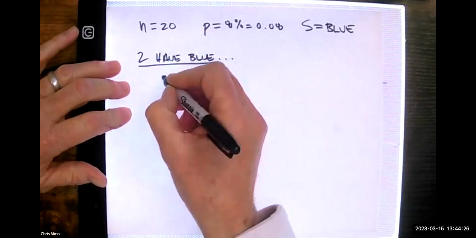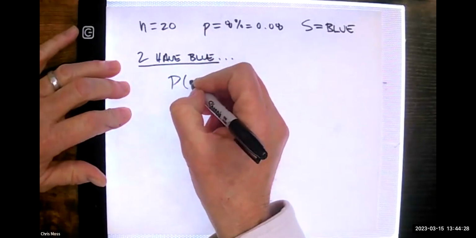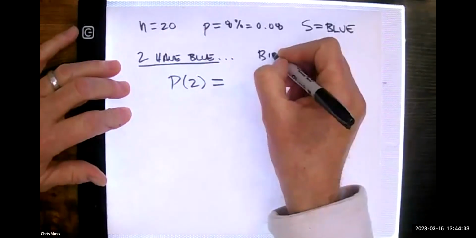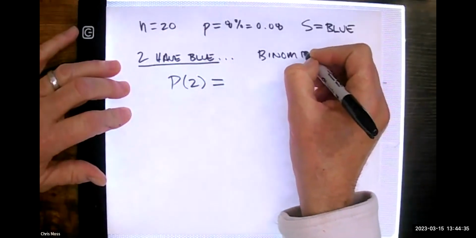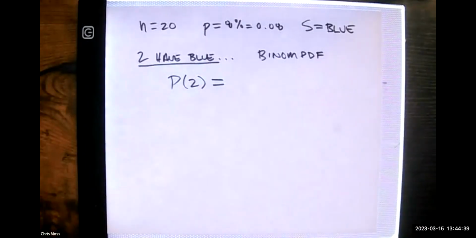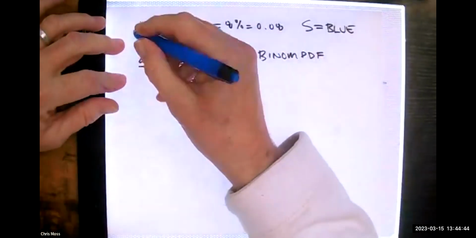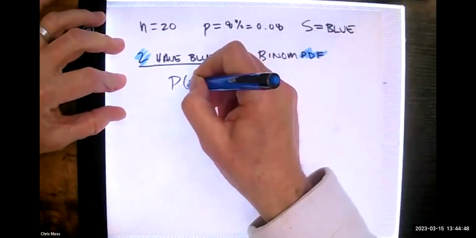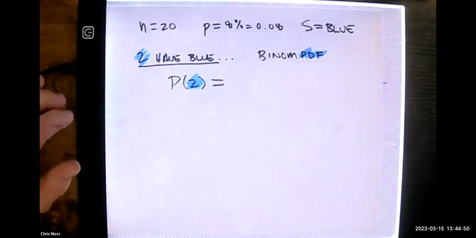2 have blue eyes. So this is the probability of exactly 2. This is the binomial PDF. And I get that from the way the question is worded. 2, no more, no less. PDF. So is all the problems going to be based on the binomial PDF?